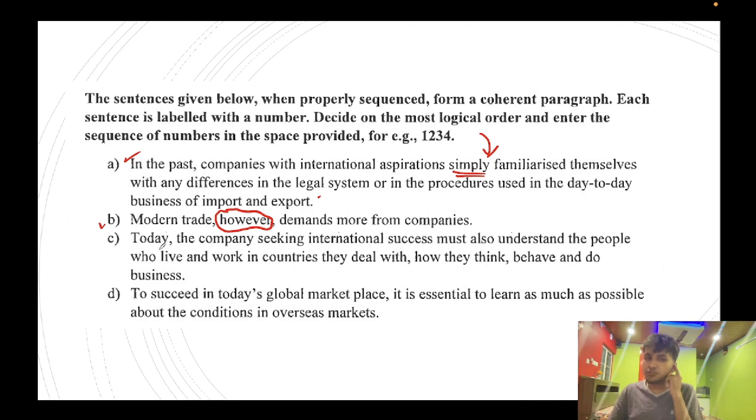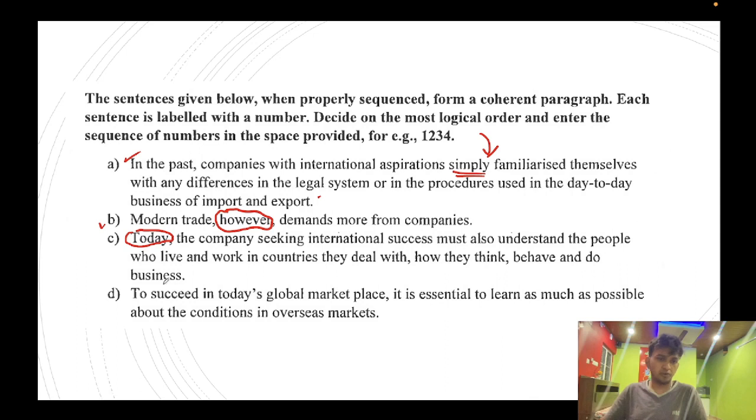Then in C, today, it's talking about something that is happening today. And as I told you, the chronological order will help you a lot. But here again, apart from the fact that this starts with today, the company seeking international success, right? Here again, something is being introduced out of thin air without establishing context. The company seeking international success. What success are we talking about? What type of companies? What is the idea of the paragraph? We are not being given any information.